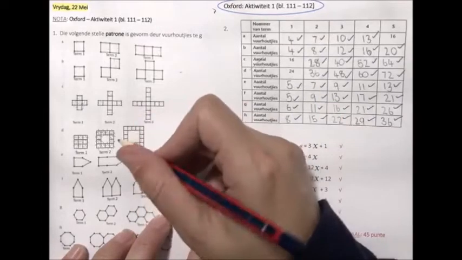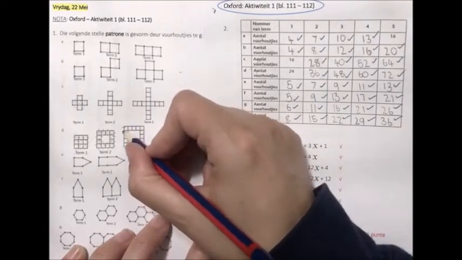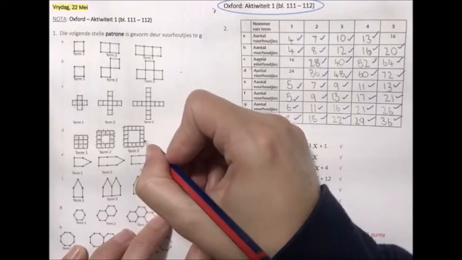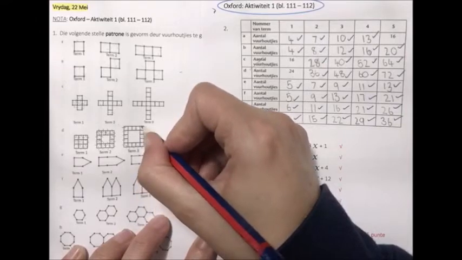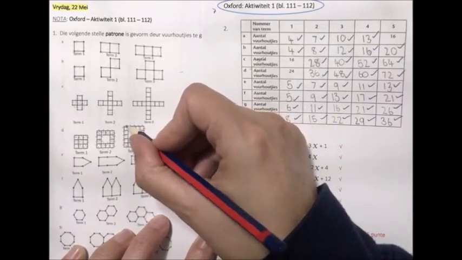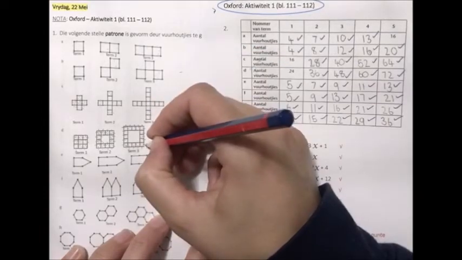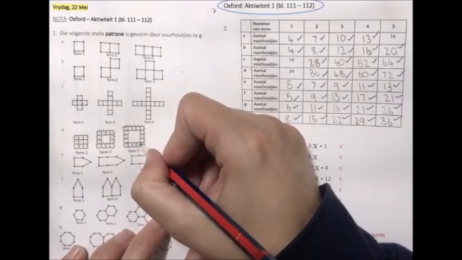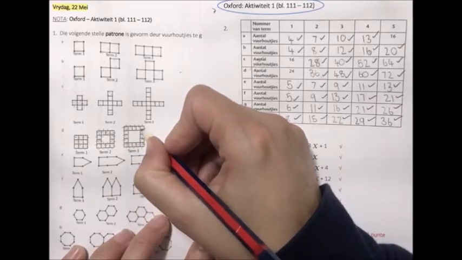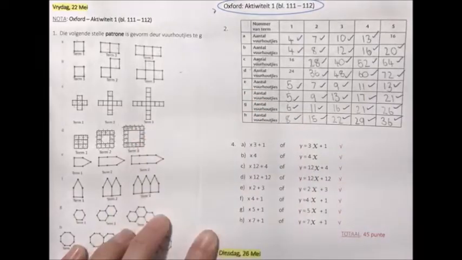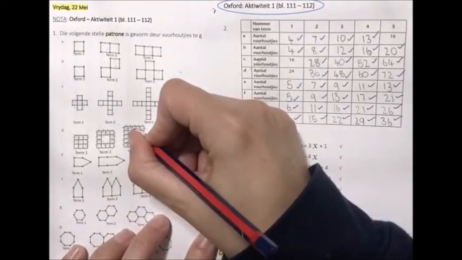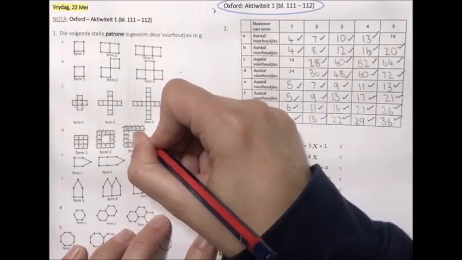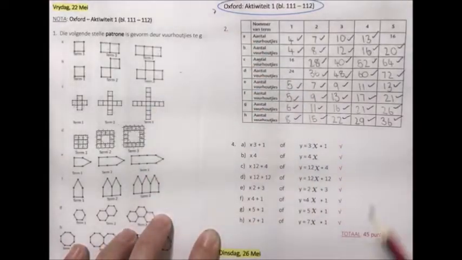And then for step 3, 1, 2, 3, 4, 5, 6, 7, 8, 9, 10, 11, 12, 13, 14, 15, 16, 17, 18, 19, 20. I missed one there. 21, 22, 23, 24, 25, 26, 27, 28, 29, 30. So that's 30, 31, 32, 33, 34, 35, 36. Then I must still do the inside. 1, 2, 3, 4, 5, 6, 7, 8, 9, 10, 11, 12.